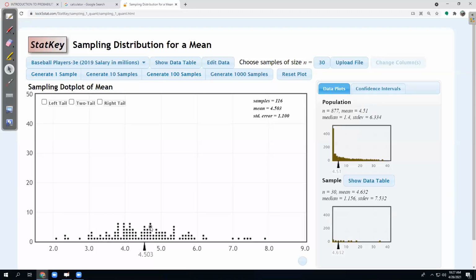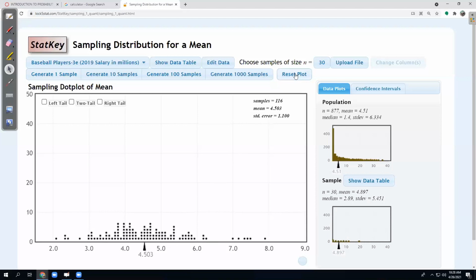Each of these points down here is just the average of the 30 people in that sample. And that would be over here when I point to one of these dots. So every dot here is a sample of 30 people average. So here I have an average of 4.17. I point over here, that one's 6.12. And every time I do this, it's going to be different.